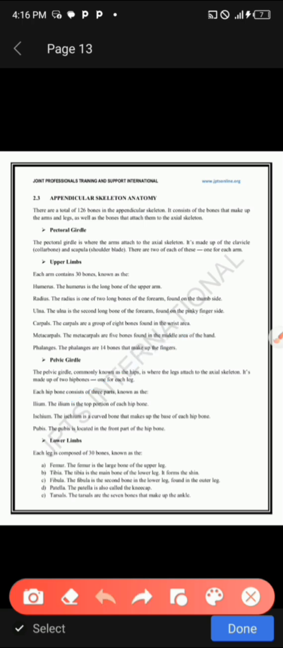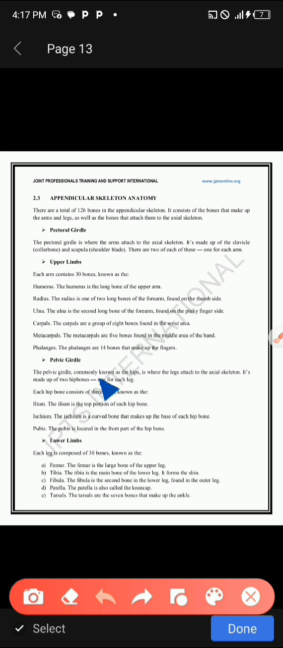Carpals. The carpals are a group of 8 bones found in the wrist area. When you look at your wrist, you see that there are 8 bones found inside the wrist area. Another one is metacarpals. The metacarpals are 5 bones found in the middle area of your hands. When you look at your hands, you see 5 fingers, and the center bones that connect them are called metacarpals. Phalanges. The phalanges are 14 bones that make up the fingers.